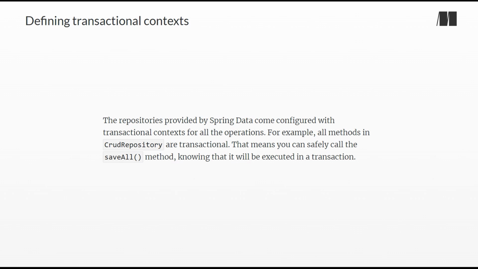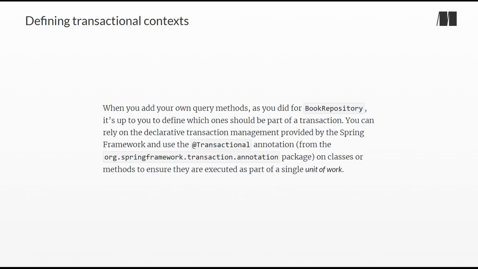Defining transactional contexts. The repositories provided by Spring Data come configured with transactional context for all the operations. For example, all methods in CrudRepository are transactional. That means you can safely call the saveAll method, knowing that it will be executed in a transaction. When you add your own query methods, as you did for BookRepository, it's up to you to define which ones should be part of a transaction. You can rely on the declarative transaction management provided by the Spring Framework and use the @Transactional annotation from the org.springframework.transaction.annotation package on classes or methods to ensure they are executed as part of a single unit of work.